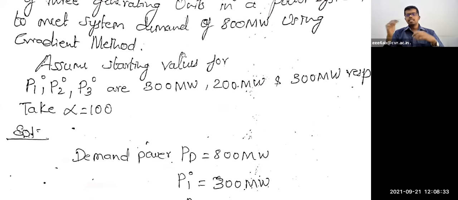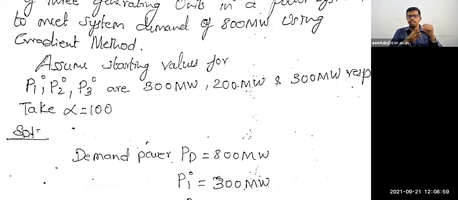So this you can consider anything. For simplification, I have considered 300, 200, 300. You can consider any of the values, but it should reach the demand. As I said, in the real world, how you have to choose this value is based on the installed capacity of the plant.